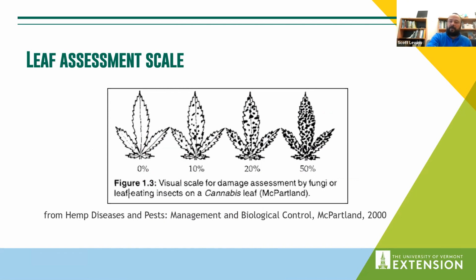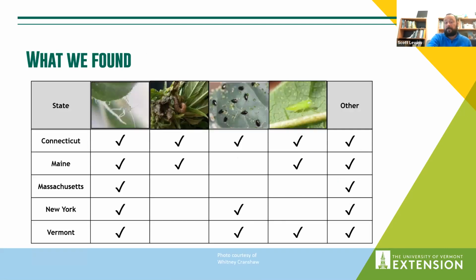In the case of damage, we tried to the best of our ability have a damage scale. So we rated the percentage of the leaf that was damaged, like McPartland suggested. Although again, for insects, we didn't really see much in the terms of damage, and so I'm not presenting any of that. Just going to present like the presence or absence.